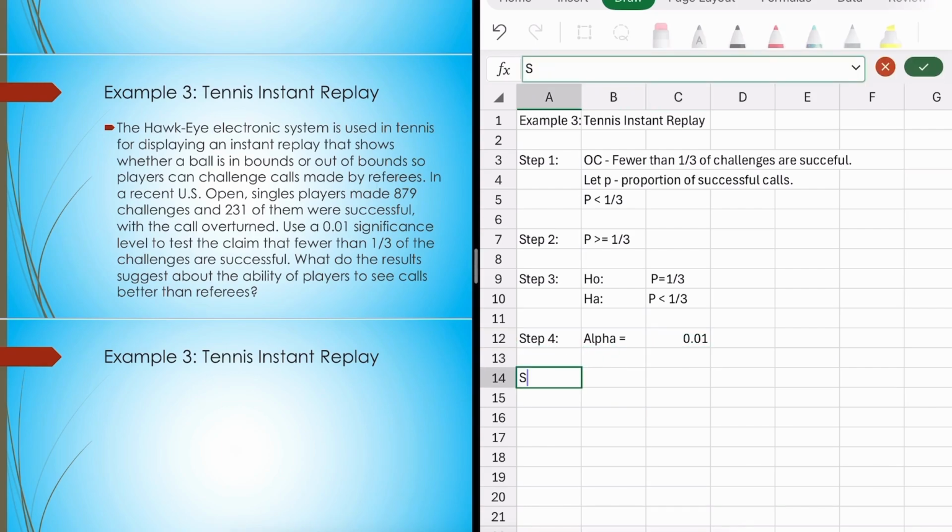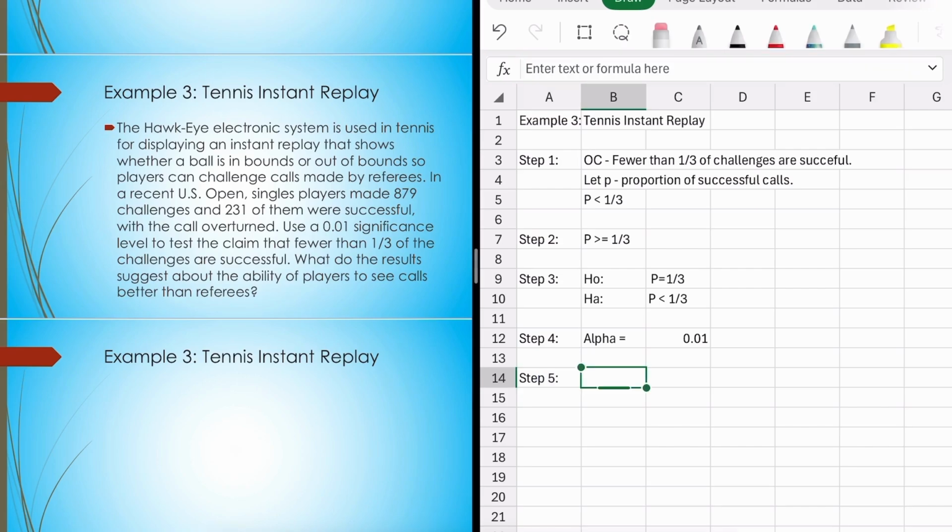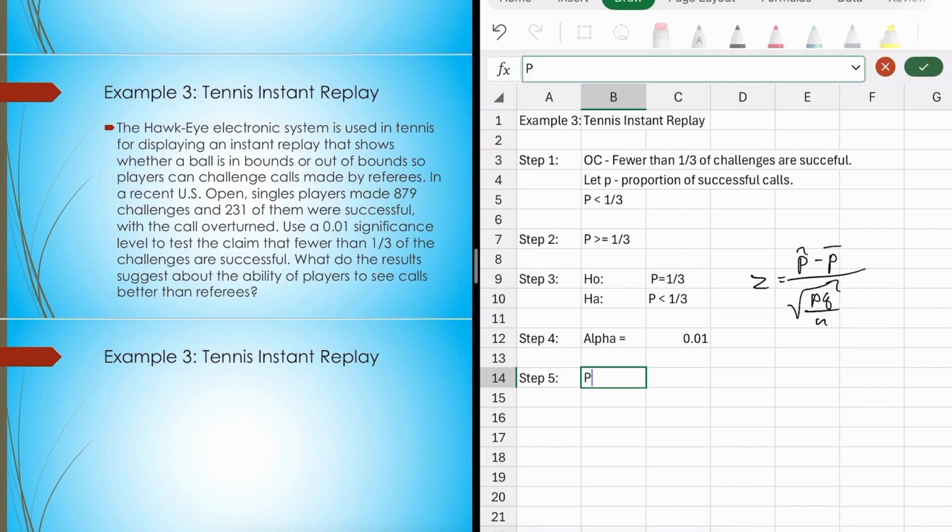Now it's time for the test statistic. This is a proportion, so it's the Z1. Z equals p hat minus p over the square root of pq over n. All right, so what do I need? I need p hat. P hat is given: 271 divided by 879.